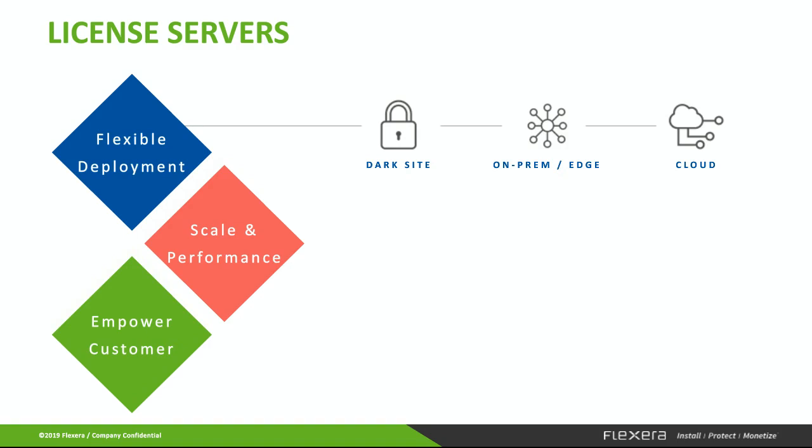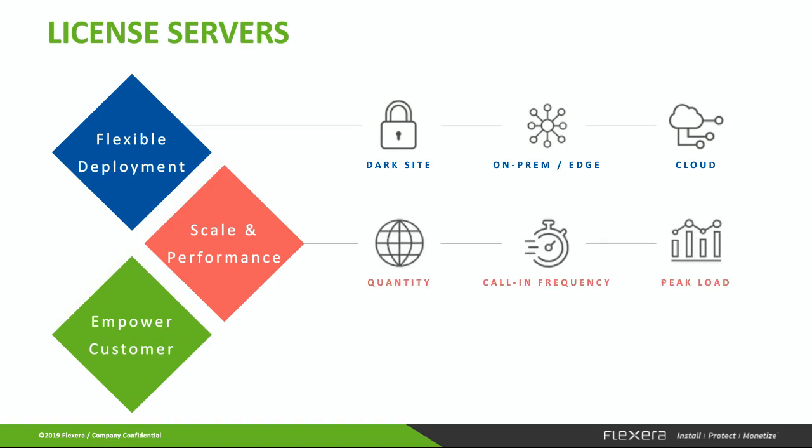So maybe you deploy onto dark sites where there's no internet connectivity ever. You want to be able to run a license server there, or on-prem or at the edge, as we now say with SaaS and IoT, or up in the cloud, the same technology being able to be used flexibly in all these places. You want to make sure that it's going to work at the scale and the performance you need.